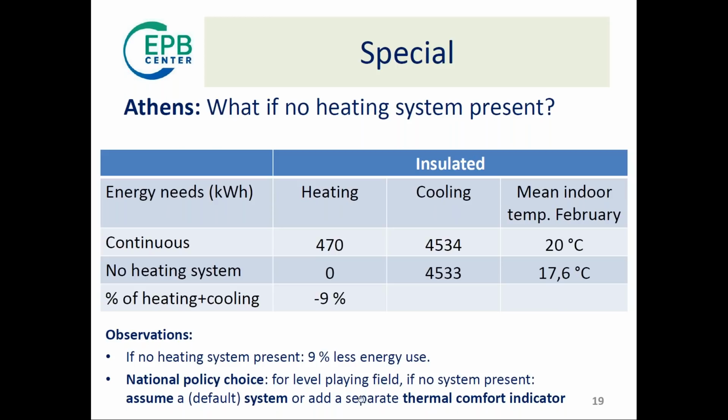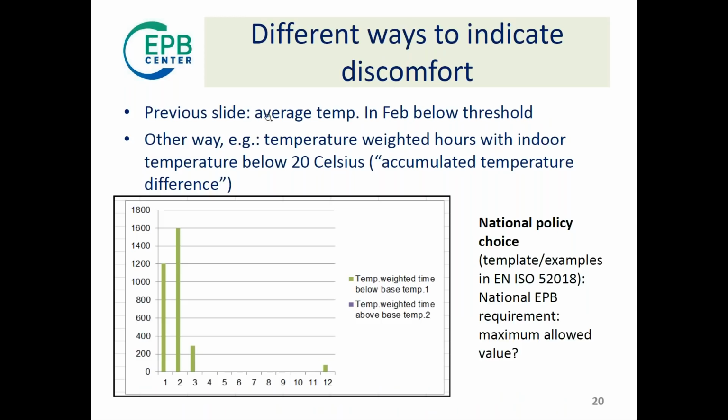Or another option is, if you say, well, this is not so big, the 9%, and the system is still absent in reality and the comfort is still bad, I prefer, as a national or regional authority, to show the impact of the absence of the system on the thermal comfort. Then you could introduce a thermal comfort indicator. In this case, this could be the mean indoor temperature in the coldest months, in this case February. Another possibility could be to show the temperature weighted hours with the indoor temperature below 20 degrees or 18 degrees or whatever you want to choose. Which you see here for the months January, February, it's quite big.